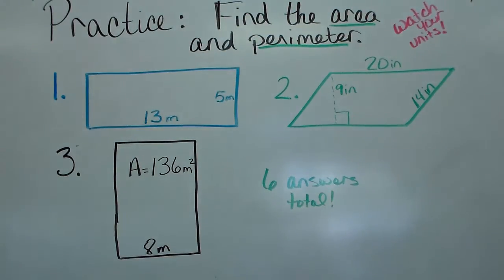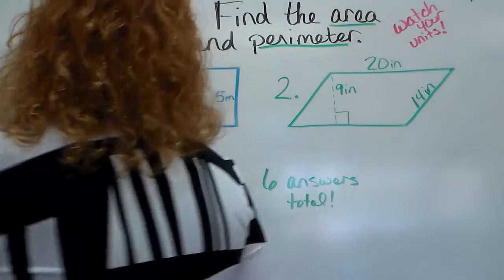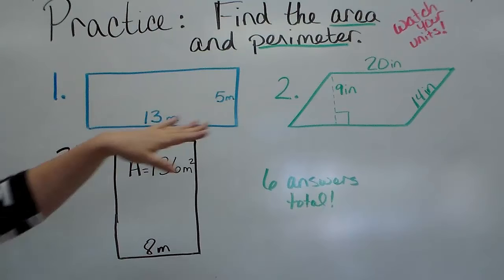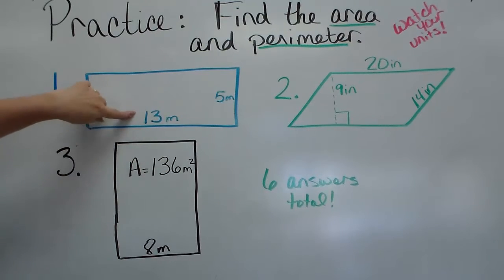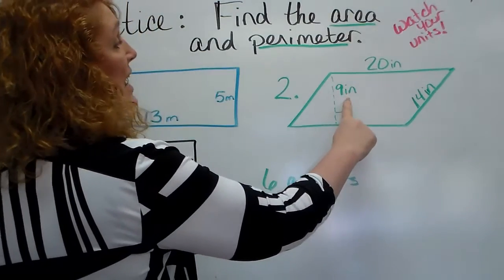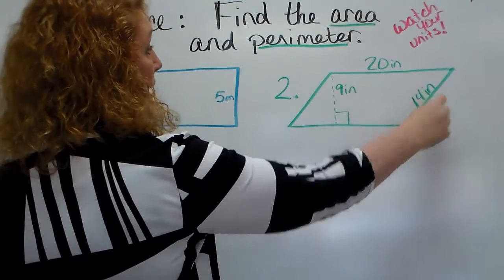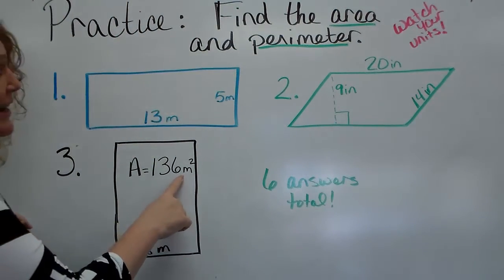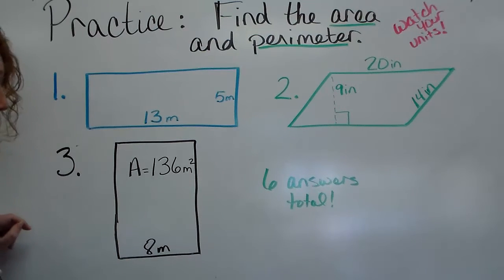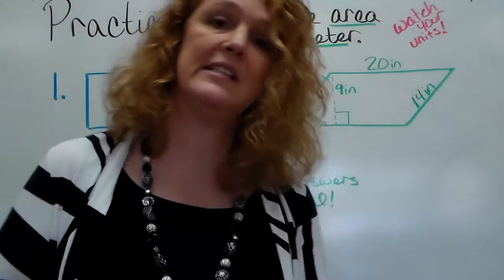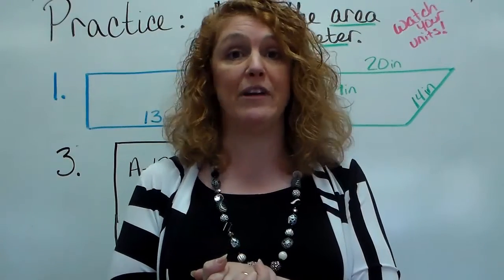And that's it. So for your practice, you're going to find the area and the perimeter, both, for each of these 3 figures. I've got a rectangle that's 13 by 5 meters. I've got a parallelogram that's 9 inches tall, 20-inch base, 14-inch slant height. And then I've got a rectangle whose area is 136 meters squared and whose length is 8 meters. Can you find the height? Can you find the perimeter? 6 answers total.